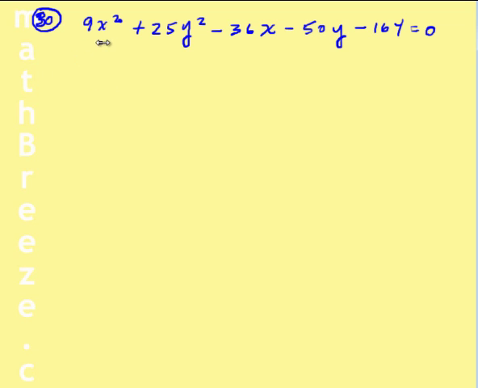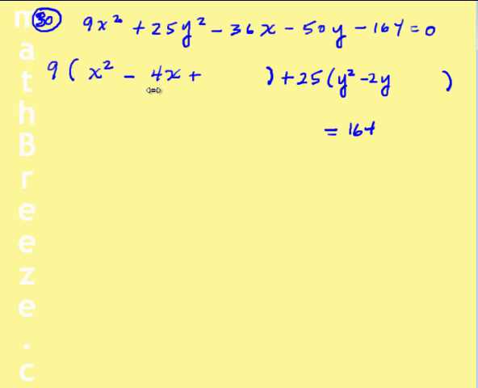So we're going to look at the x terms, group those together, and the y terms. At the same time, let's factor out the 9. We're going to factor out the 25. So we'll factor out the 9 from the x terms. So here we have 9 times (x squared minus 4x), and we'll leave some room here to complete the square. And then the y terms, the y squared has coefficient 25. So let's pull out that 25, and here we have minus 2y, and leave some room. Okay, and let's put that 164 on the other side.